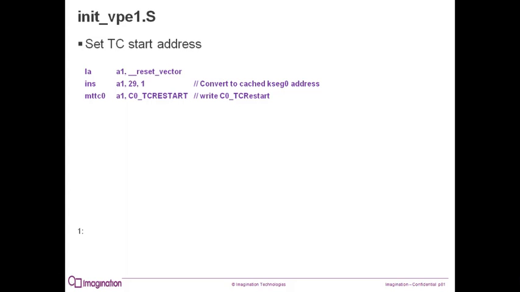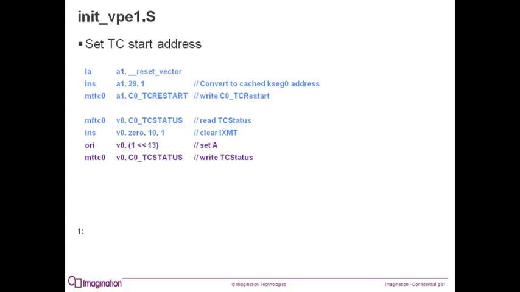The first thread for this VPE is ready to run, so the code sets it to start running. However, it will not run until all TCs have been initialized and the code exits the VPE config mode and enables virtual processing, which it does at the end of this function. The code reads the TC status register and enables the TC for handling interrupts by clearing the IXMT bit. It also activates the TC by setting the A bit. It then writes the value to the TC status register.